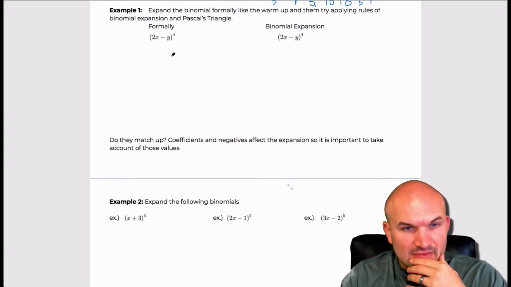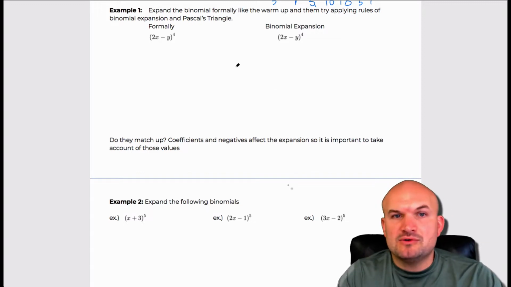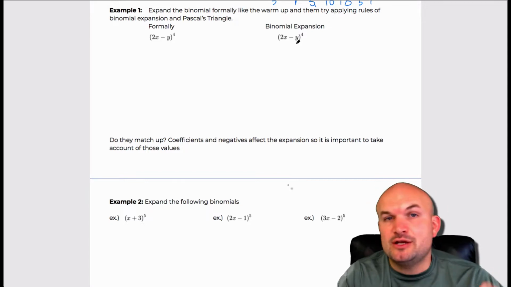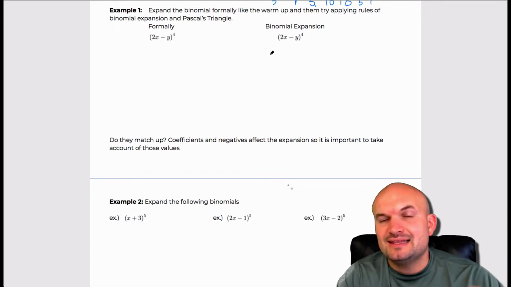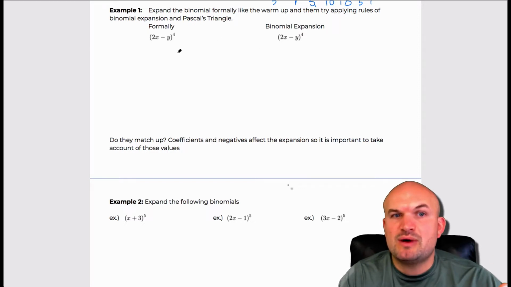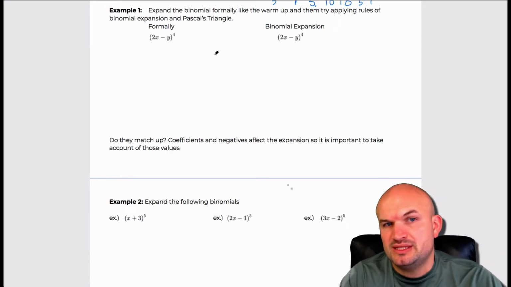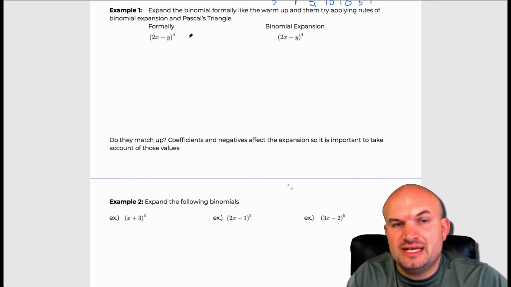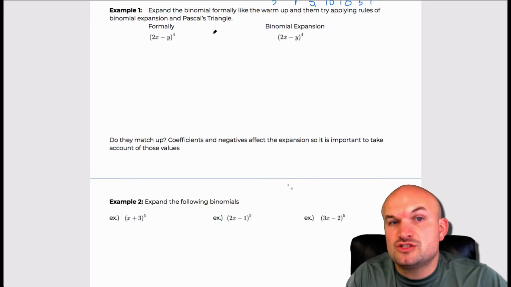Now, when we're just multiplying something out, that's really not going to be too much of a difference to us. But when we're using the binomial expansion in Pascal's triangle, that is going to be something important that we're going to want to discuss. So that's why I want to compare these two methods to make sure we get the same answer. Now, before I do this, basically what I want to do is figure out what 2x minus y squared is going to be.